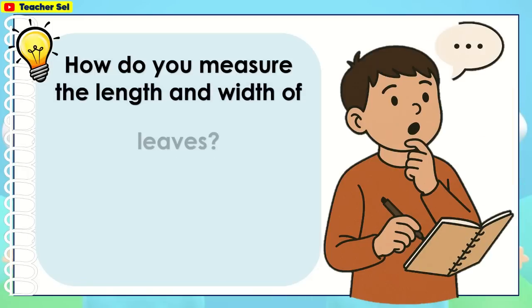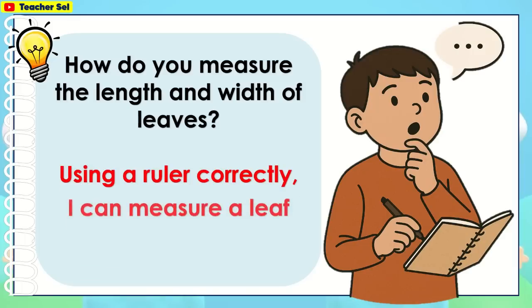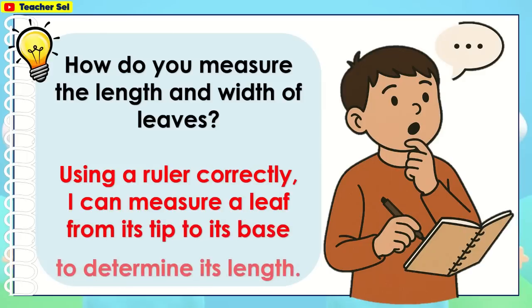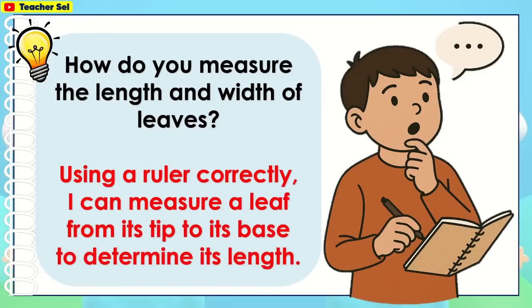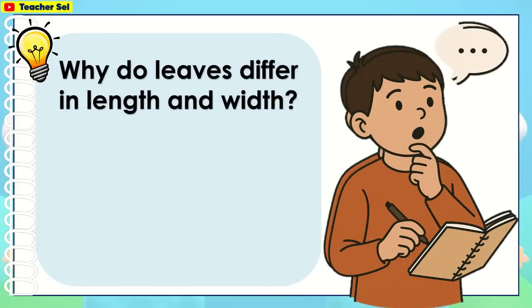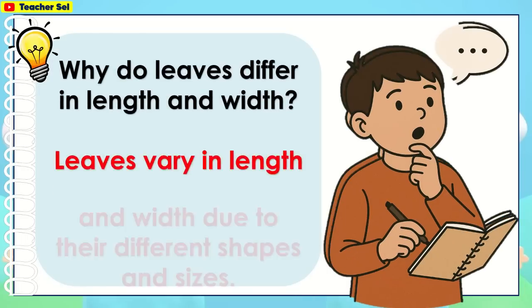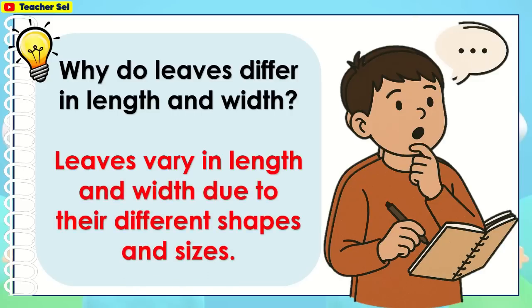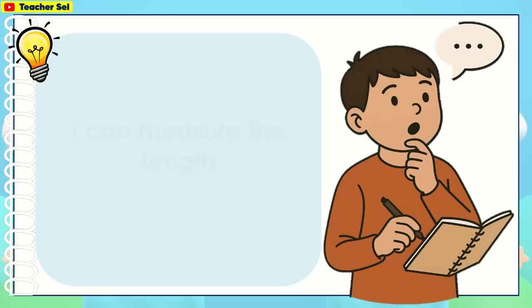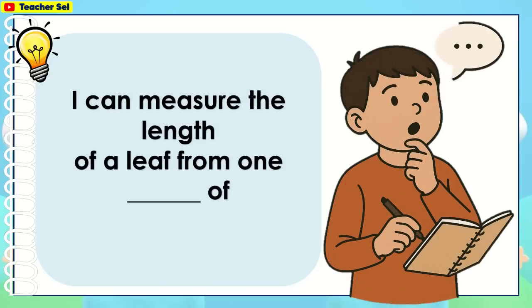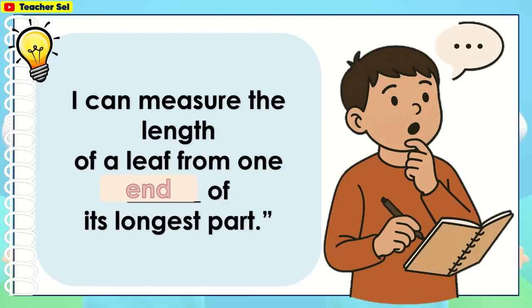How do you measure the length and width of leaves? Using a ruler correctly, I can measure a leaf from its tip to its base to determine its length. Why do leaves differ in length and width? Leaves vary in length and width due to their different shapes and sizes. I can measure the length of a leaf from one end of its longest part. You're right, from one end of its longest part.